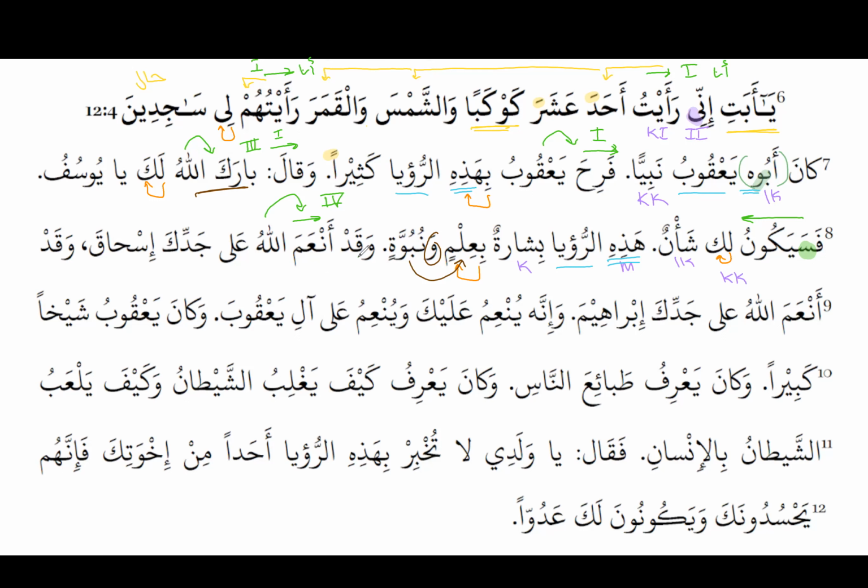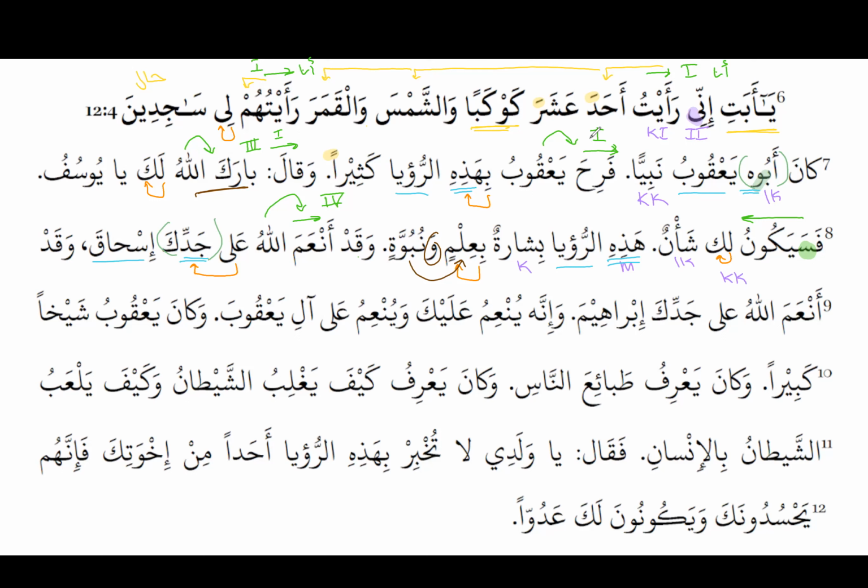Ala jaddika ishaq. So here we have jar majrur construct. Jaddika is the grandfather of yours. This is idafa. And ishaq is badal of jad. It's badal for jad because the jad is ishaq. And it's also in the jar case, but because ishaq is a foreign name, it's mamnu' min as-sarf, it takes a fatha in the jar case.